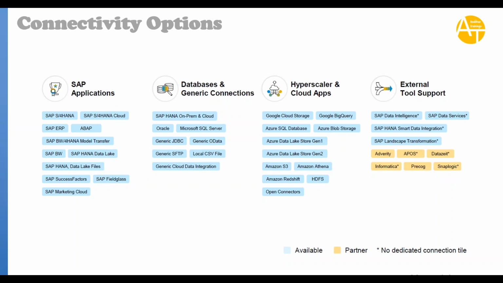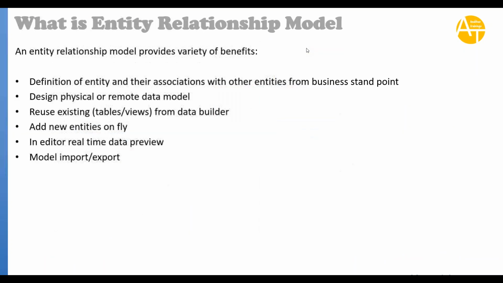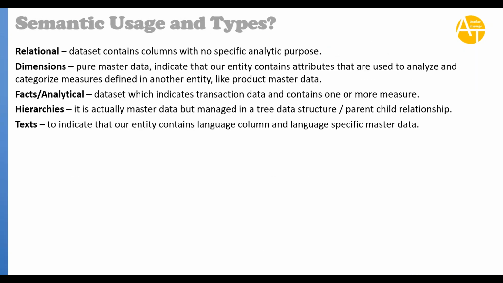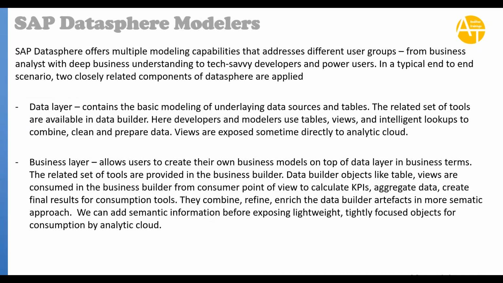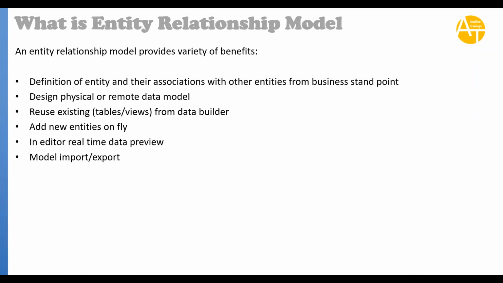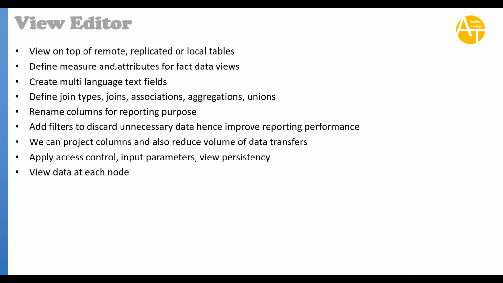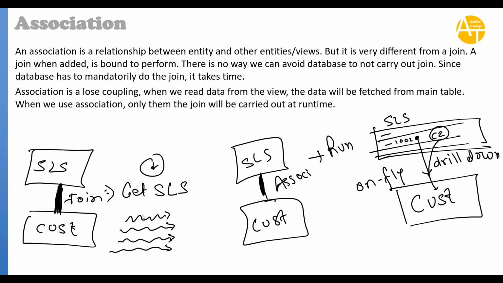We should always use association because, as I already explained in one of the previous classes, I would request you to kindly check this video one more time on the benefits of association over the join. Whenever you perform a join, it is always going to happen when it comes to a join condition. But an association is basically an on-the-fly data load. That is what association does.